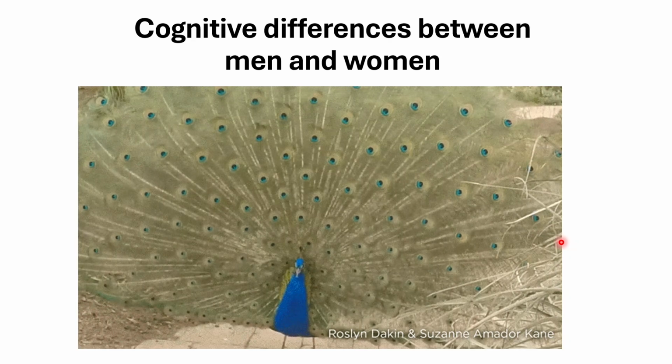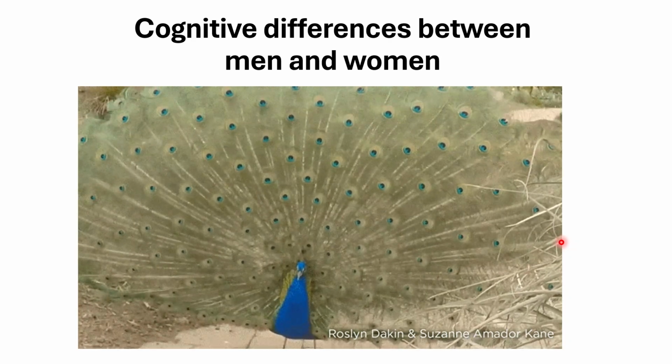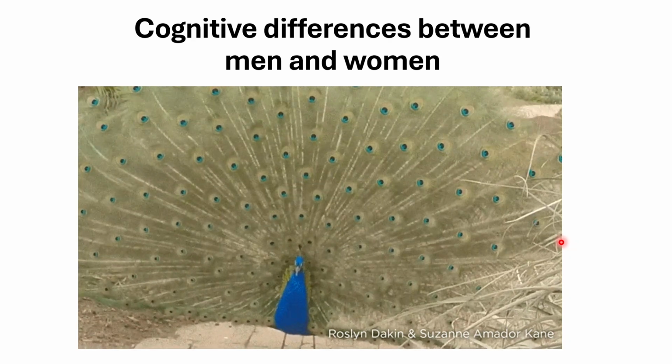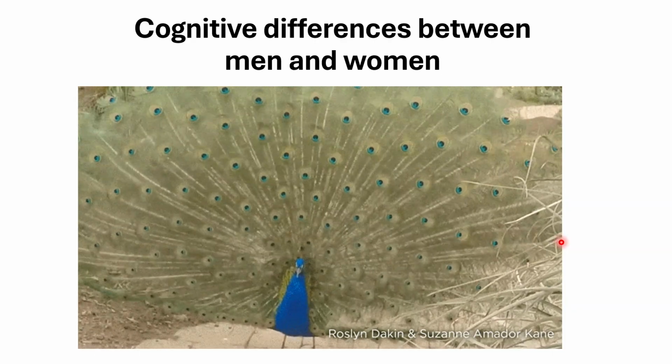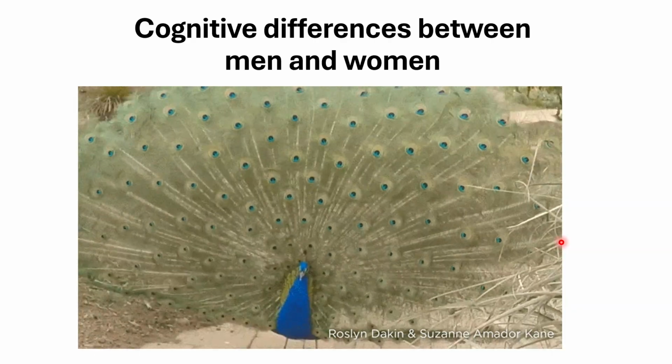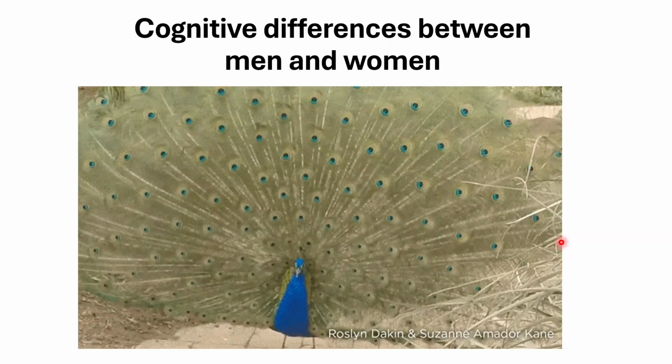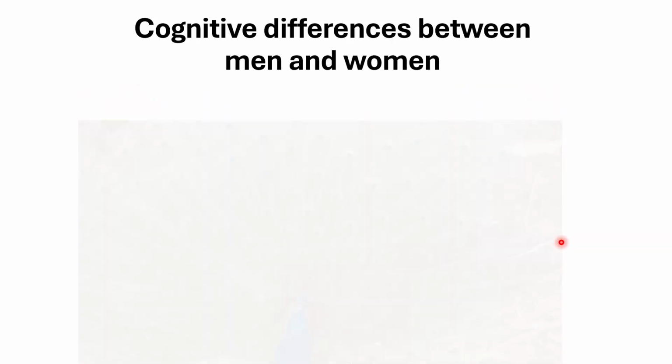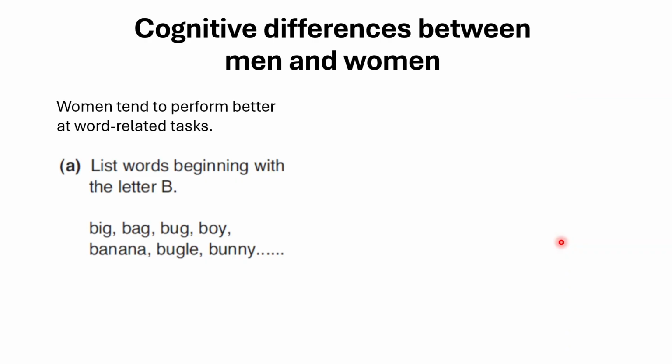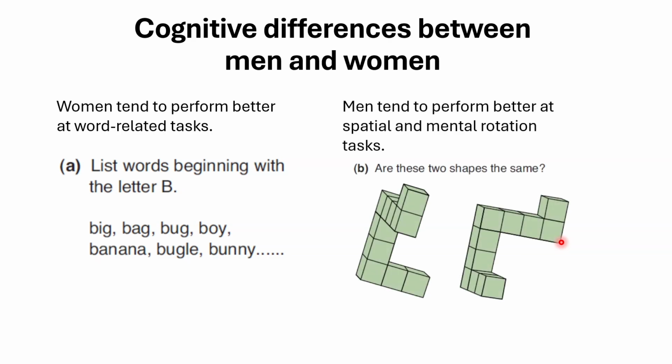So there are some examples of animals where you can see really extreme differences in their behavior. And obviously that tends to also be in those individuals where they have really extreme differences in an apparent sexual dimorphism as well. Humans are less different in that way, but there are cognitive differences that we can find. So for instance, in women, it is generally the case that they tend to do better on word related tasks. Like remembering lists of words or coming up with lists of words, women tend to do better than men. And then men tend to do better at spatial and mental rotation type tasks.